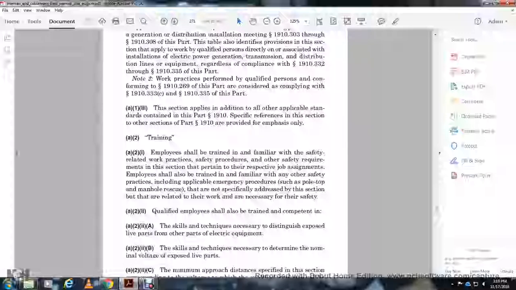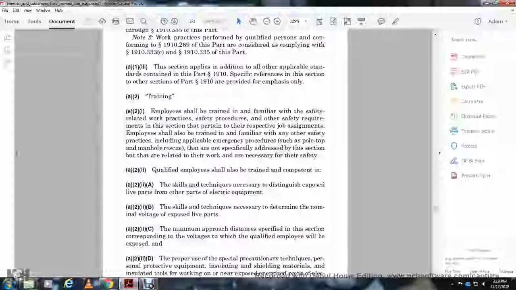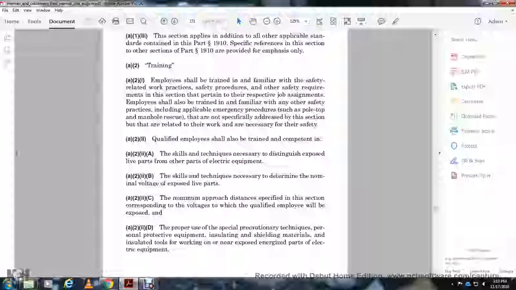(a)(2)(ii) Qualified employees shall also be trained and competent in (a)(2)(ii)(A): the skills and techniques necessary to distinguish exposed live parts from other parts of electric equipment. (a)(2)(ii)(B): the skills and techniques necessary to determine the nominal voltage of exposed live parts. (a)(2)(ii)(C): the minimum approach distances specified in this section corresponding to the voltages to which the qualified employee will be exposed. (a)(2)(ii)(D): the proper use of special precautionary techniques, personal protective equipment, insulating and shielding materials, and insulated tools for working on or near exposed energized parts of electric equipment.